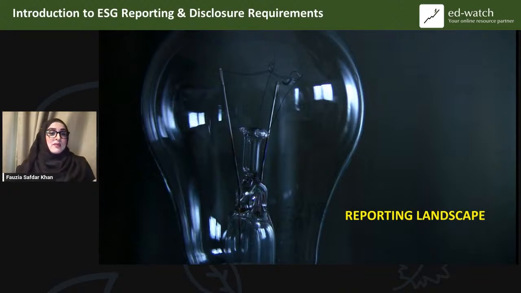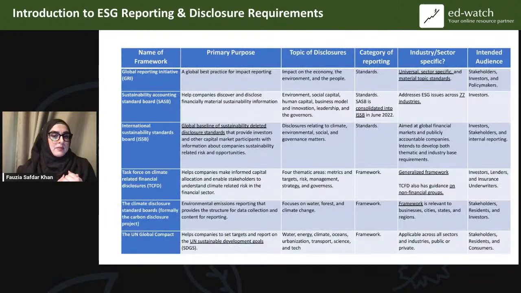So, the reporting landscape. I have already told you a little bit about SASB, GRI, integrated reporting, TCFD, and ISSB. So you get an idea of these reporting frameworks. There are more. Can I have the next slide, please? The most important point of this slide is that every reporting framework has a primary purpose. Either they are addressing climate, or capital allocation, or they are becoming a global baseline for sustainability reporting like ISSB, or they are giving you targets or goals.